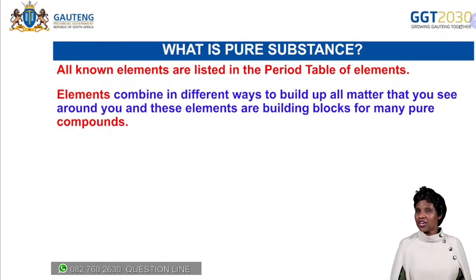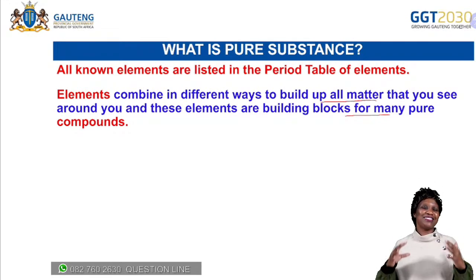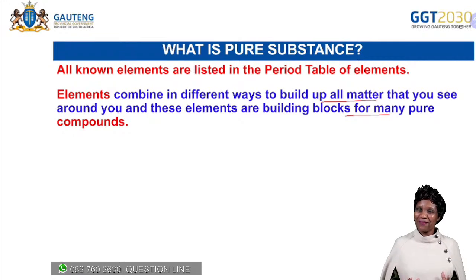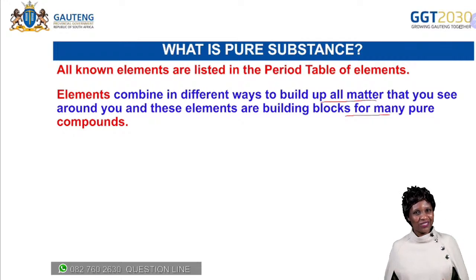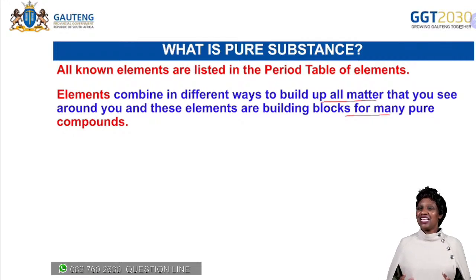Elements combine in different ways to build up all matter that you see around you, and these elements are building blocks. So many pure compounds. If we are talking about elements, we are talking about elements that are in the periodic table of elements because these are the known elements. As we discover some more elements, we put them in the periodic table of elements. Do you get it?